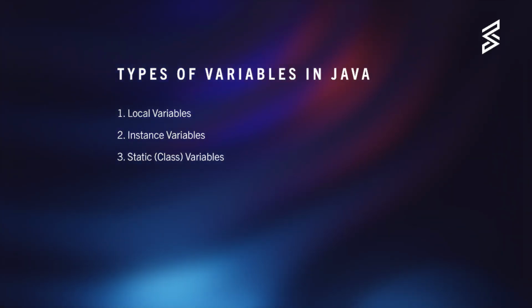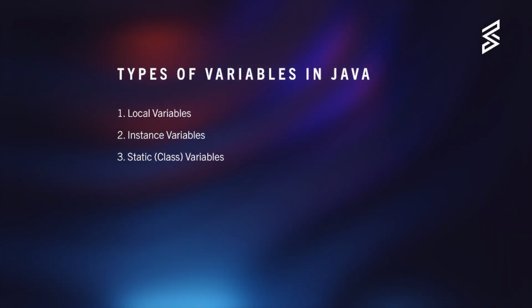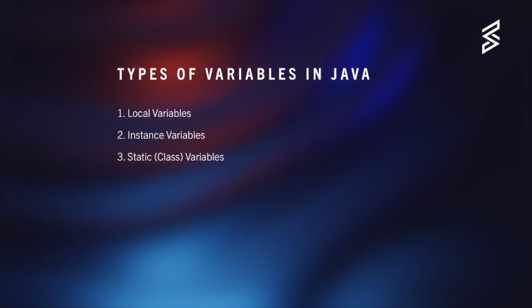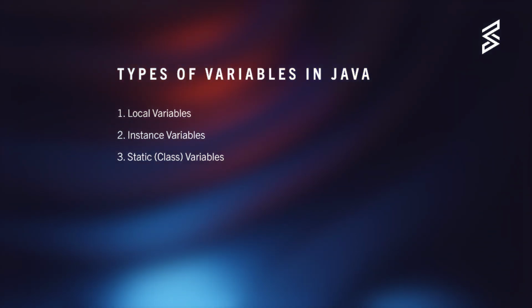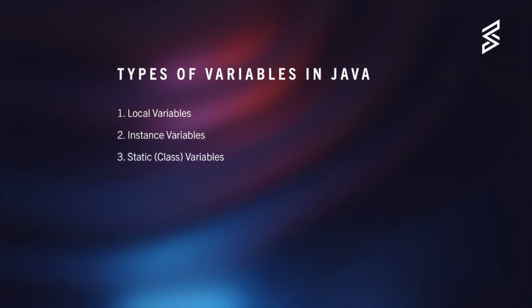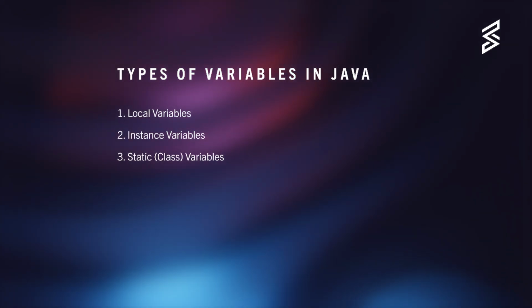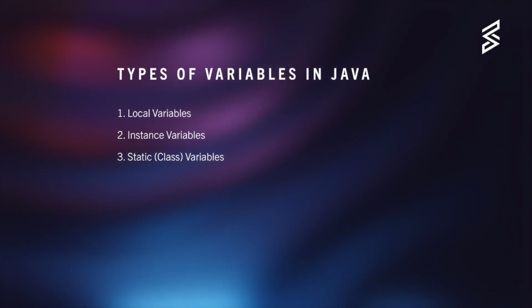Types of variables in Java. There are three main types: local, instance, and static. Each behaves differently depending on where and how it's declared. We'll walk through examples of each.